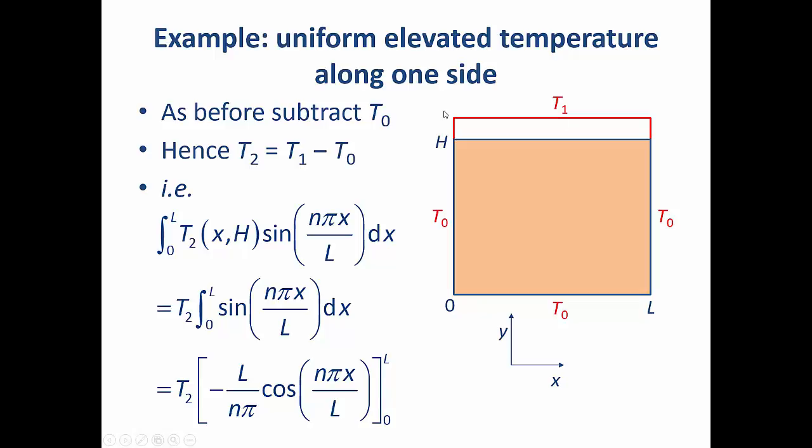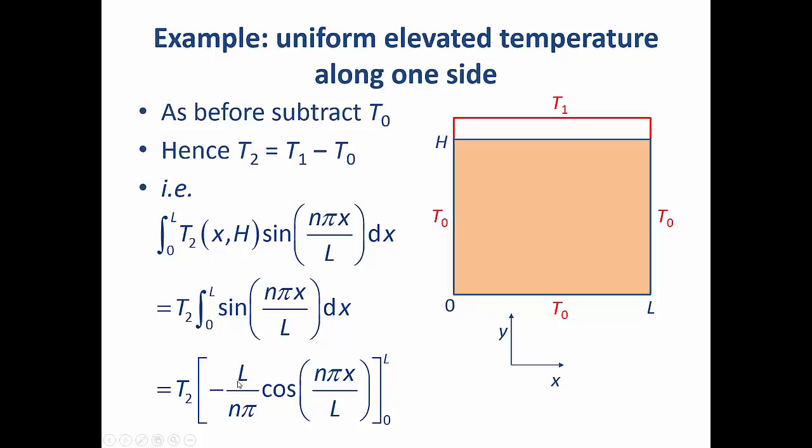As before, I'm going to subtract out the uniform temperature T0, so the new top surface or top edge temperature will be T2 equals T1 minus T0. Putting that into this integral, which came out of the general solution case, T2 is a constant, so I can take it outside the integral, so I've simply got the integral 0 to L of sine of n pi x over L, integrated with respect to dx.